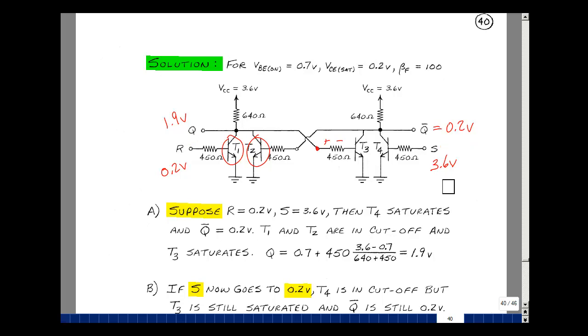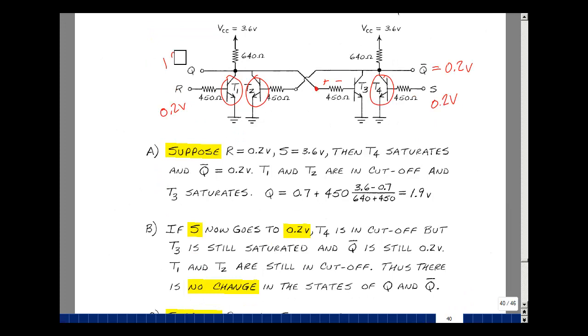And what would happen if we go from 3.6 then back to 0.2 volts? Well, now we're going to cut off this transistor. There's still this path of current to saturate this transistor. This stays the same, and likewise this stays the same. There's no change in the output if both R and S are now logical 0. But that's after the case of having set equal to 1 and reset equal to 0. Let me erase these and take a look at the next case.